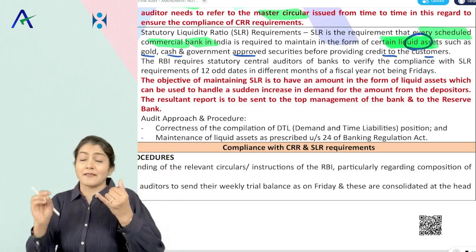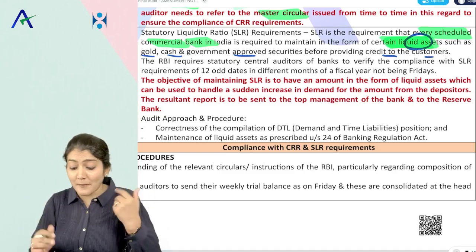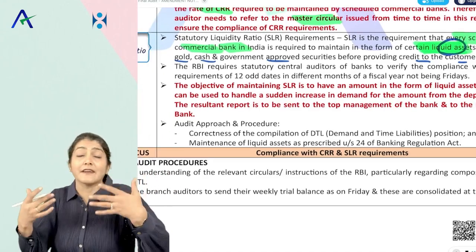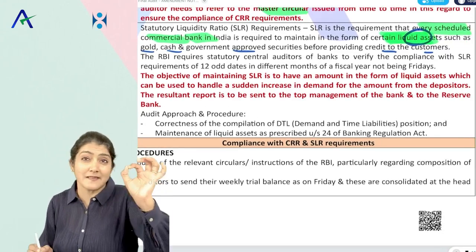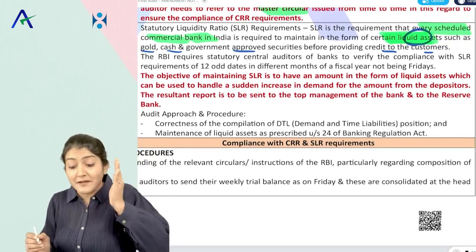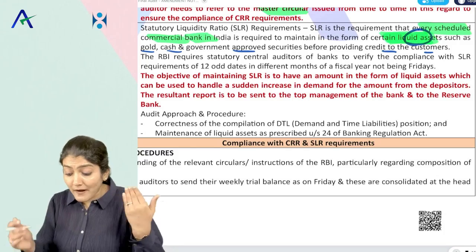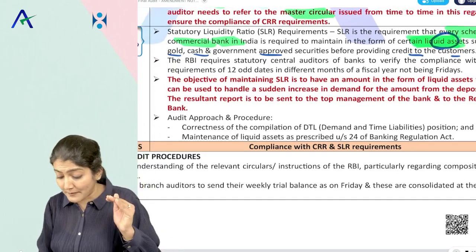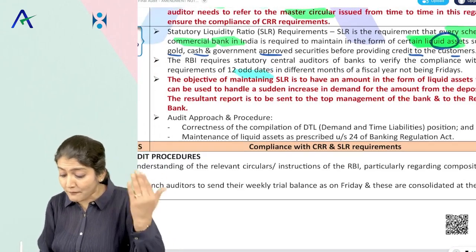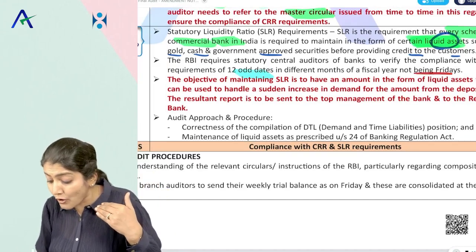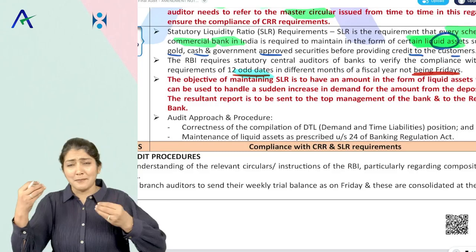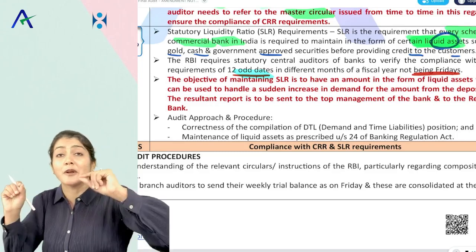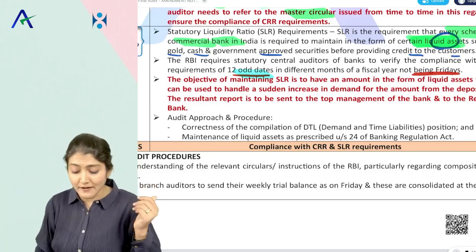Certain liquid assets in the form of gold, cash, or government approved securities must be maintained before giving credit to customers. RBI requires the SCA, the statutory central auditors, to verify compliance with the SLR requirement on 12 odd dates in different months of a fiscal year, not being Fridays. So randomly any day of the month, but it should not be a Friday.